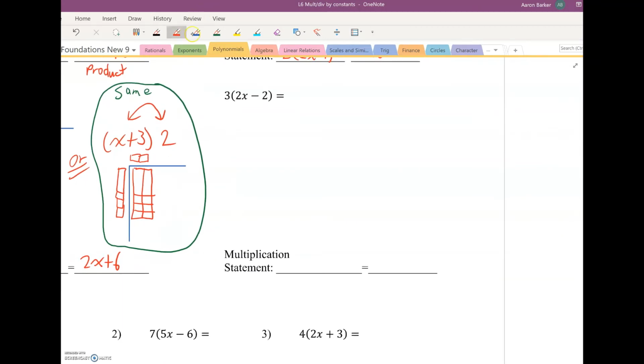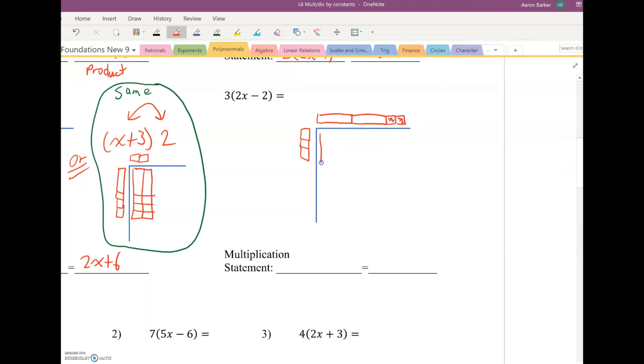So let's do this example now. Now it's going to be a bit more complicated. We got 3 times 2x minus 2. So I'm going to draw my 3 here. 1, 2, 3. Here's my 2x. 1, 2, minus 2.